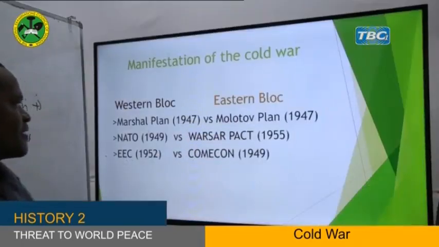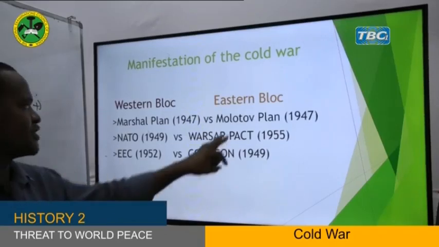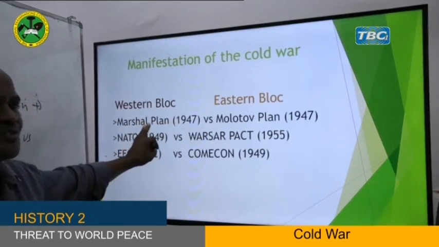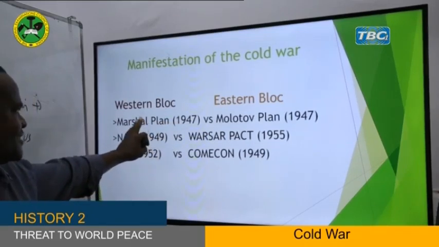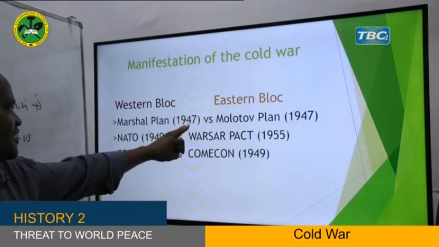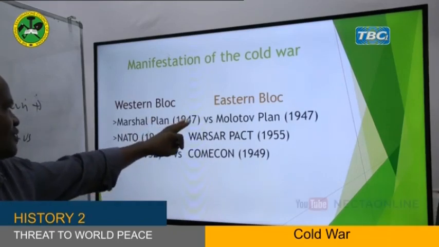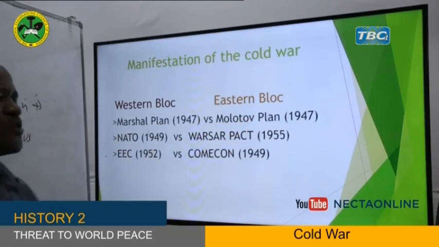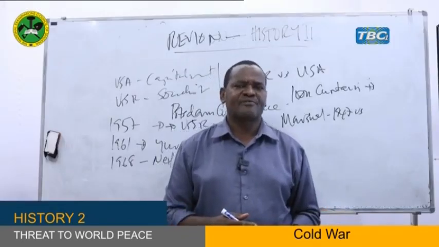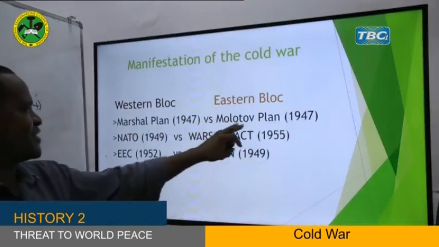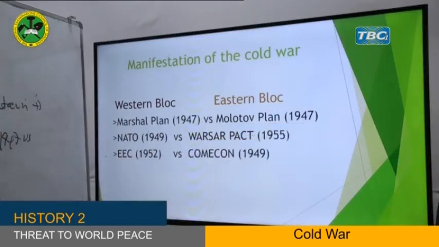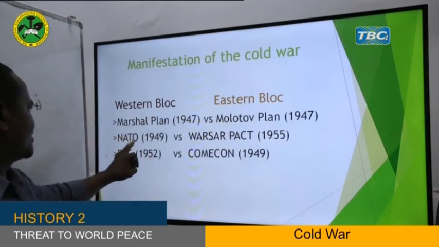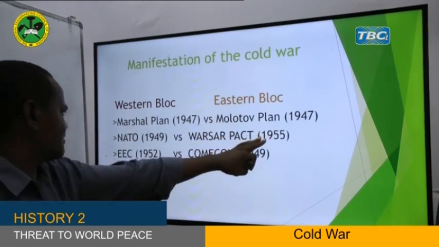Immediately, USSR introduced what was called the Molotov Plan. So you can see, Marshall Plan was introduced by George Marshall, who was the Secretary of State of the United States of America in 1947, and its implementation was 1948. And Molotov was the Minister of Foreign Affairs of USSR. So he also came with the plan the same year, 1947. And this did not just end there. They came to establish NATO, and this established Warsaw Pact in 1955.